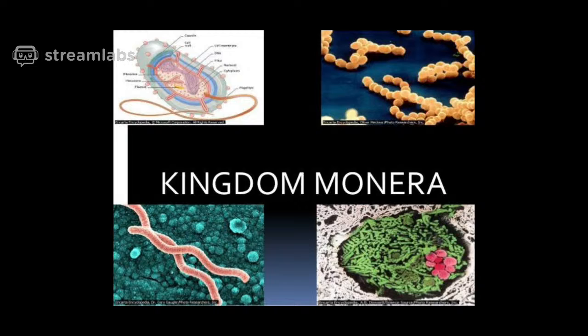And the first kingdom is Monera. These are entirely different. As I told, these are prokaryotes. What are prokaryotes? They don't have a definite nucleus. They have an incipient nucleus where the genetic material is naked. It is not enclosed by a nuclear membrane.